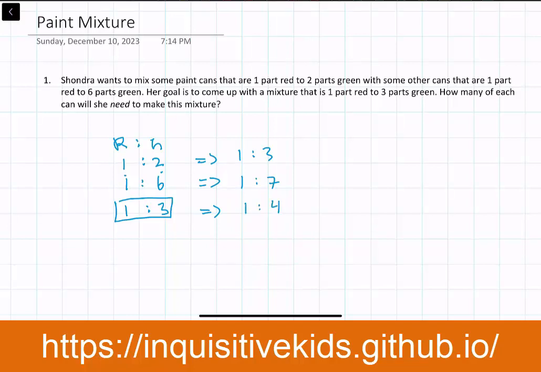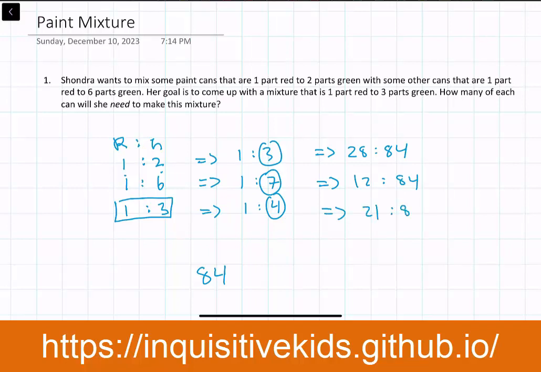Now we're going to take these 3 numbers, which are the total numbers of portions, and make them into their least common multiple. The least common multiple would be 84. The first ratio would be turned into 28 to 84. The second ratio would be turned into 12 to 84. And the last ratio will be turned into 21 to 84.